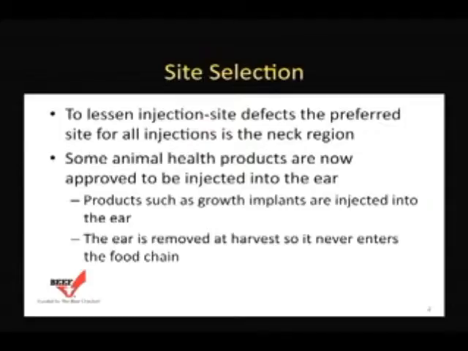Some animal products can be given at the base of the ear, and most growth promotants are given in the middle 1/3 of the ear. Never give an injection in the hip or the quarter or round or even behind the elbow. BQA always wants the injection sites to be in the neck or the ear area, largely because injection lesions are removed during harvest time.